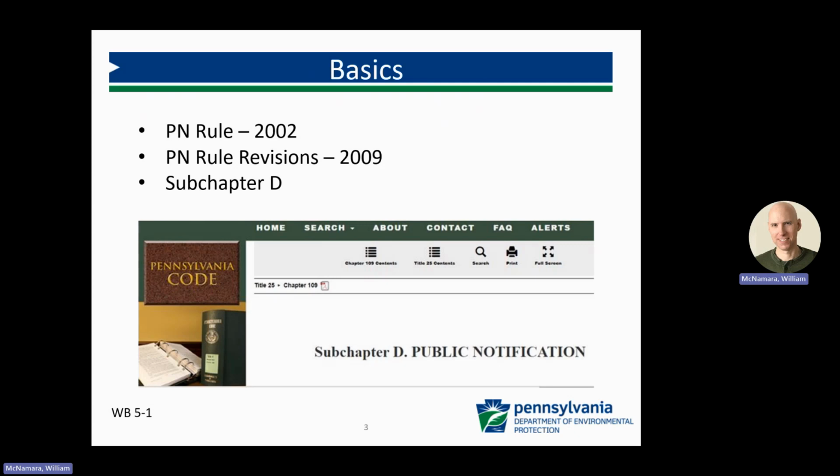The PN rule became effective in May of 2002. It was published in Chapter 109 in August of that year. DEP revised the PN rule then in 2009, adding a lot of information about direct contact with customers and that sort of thing. You can find the PN requirements in Subchapter D of the Chapter 109 Safe Drinking Water Regulations.